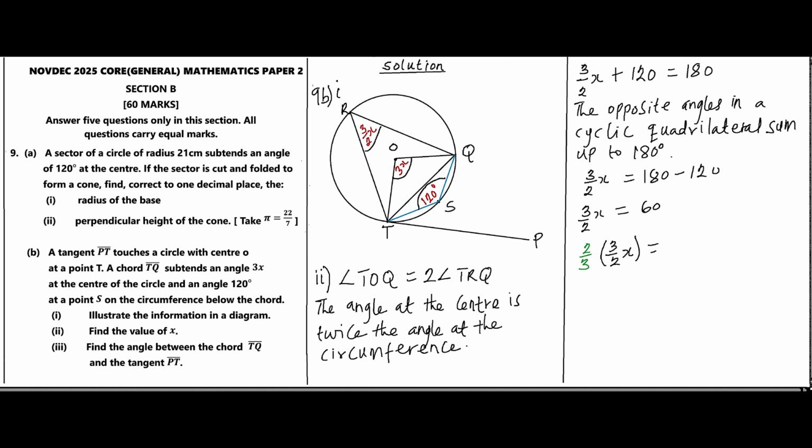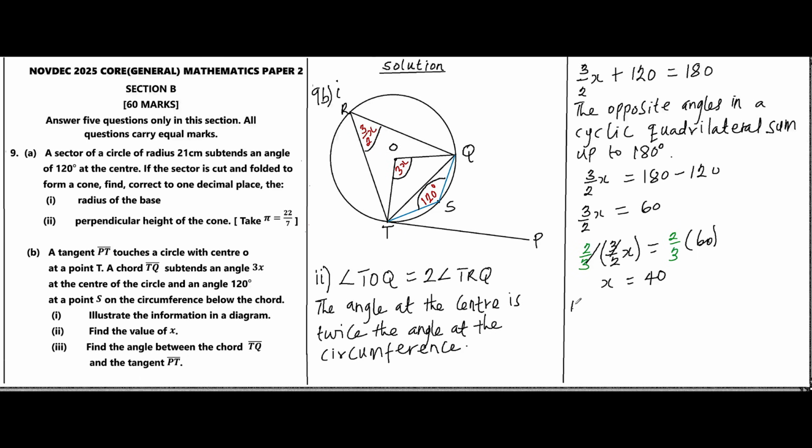Then we multiply 60 by 2 on 3. These two will give us 1, so we are left with x. And then 2 on 3 multiplied by 60, we have 40. So that is the value of x, 40.